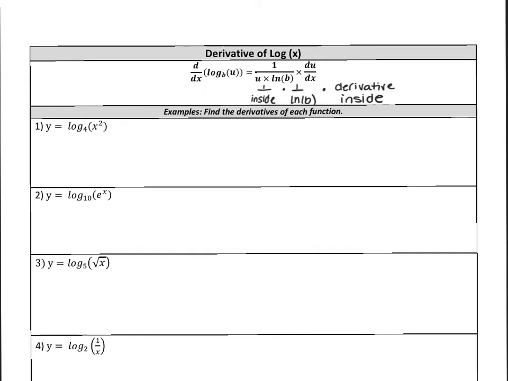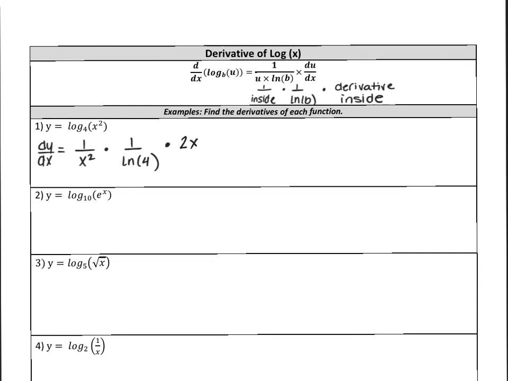So this one just has 3 steps. So let's do the first one together. So dy over dx is 1 over the inside times 1 over ln of the base. Remember, log base 4, the base is a smaller number, times the derivative of the inside, and the derivative of this x squared is nothing other than 2x.